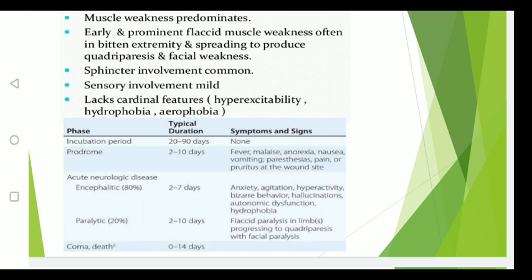Then acute neurologic disease is there. As already told, that is 80% encephalitic rabies and 20% paralytic rabies. Once they go through encephalitic rabies and paralytic rabies, they will go towards the coma stage and lead to the death of the patient.